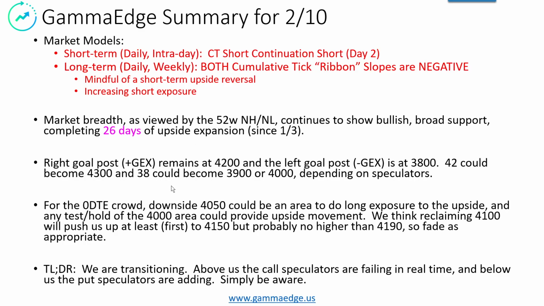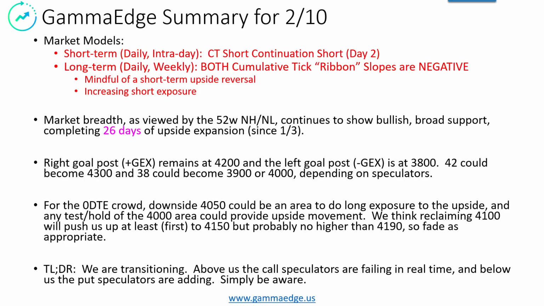For the 0DTE crowd, downside 40-50 could be an area where we think we could get some long exposure to the upside. And if we do drop to the 4,000, we don't think we're going much below, say, 40-10, somewhere in that zone. So if we do move into that area, you've got a good reference point at 4,000 and would be looking for that to hold. You could probably play some upside off of those lower levels.